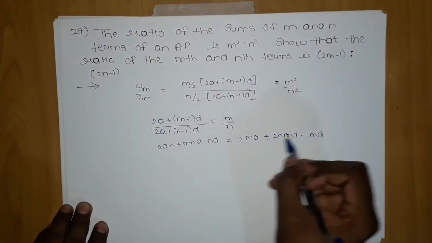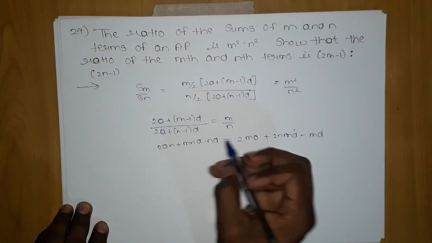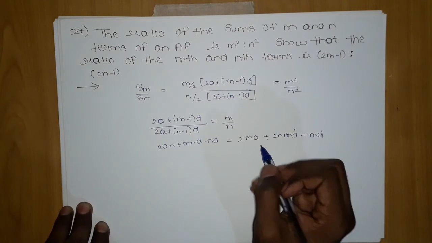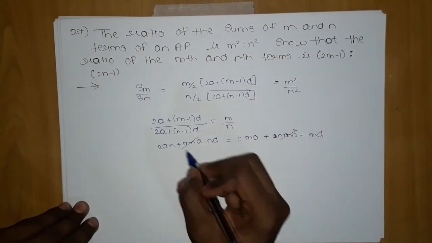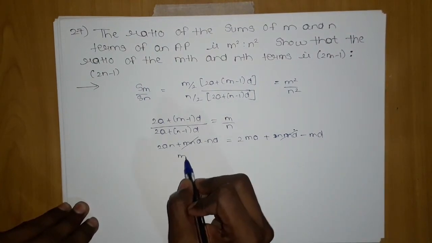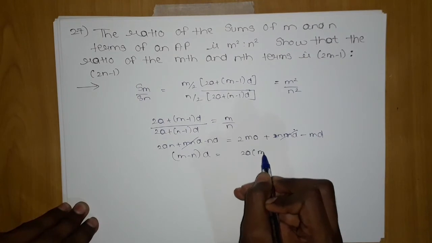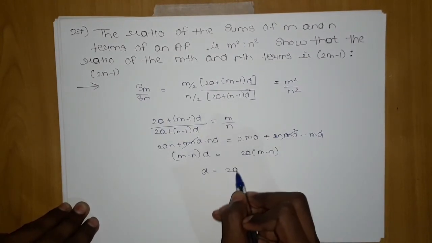So what I have is this. This 2 will cancel out, which will give me m minus n into d should be equal to 2a into m minus n. Now m minus n will cancel out, giving me d is equal to 2a.